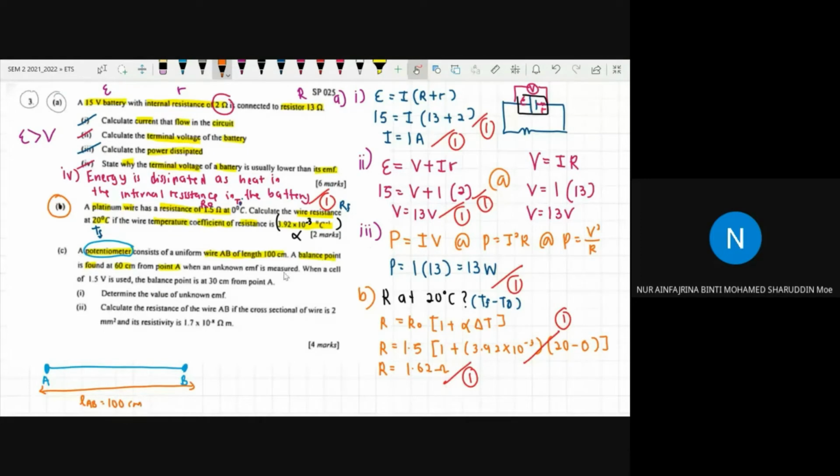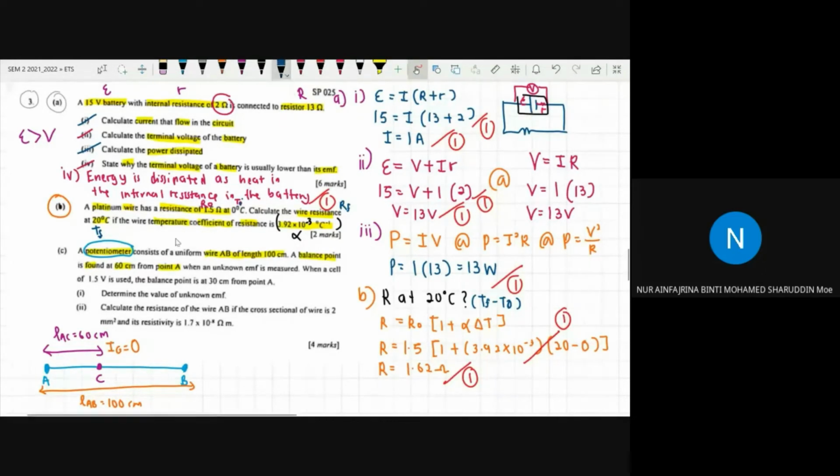So, tiba-tiba dekat satu point, contohnya point ni, Miss label sebagai point C, iaitu 60 cm. So, length AC dia 60 cm. Awak punya potentiometer is balance. Apakah maksud potentiometer is balance? Anyone? No current is flowing. Okay, very good. Maksudnya your reading of current dekat galvanometer tu is 0. So maksudnya dia adalah balance.